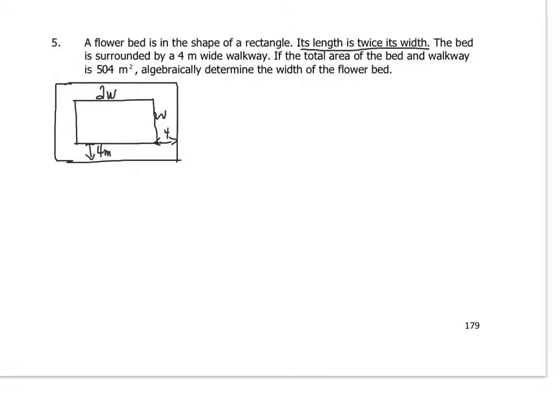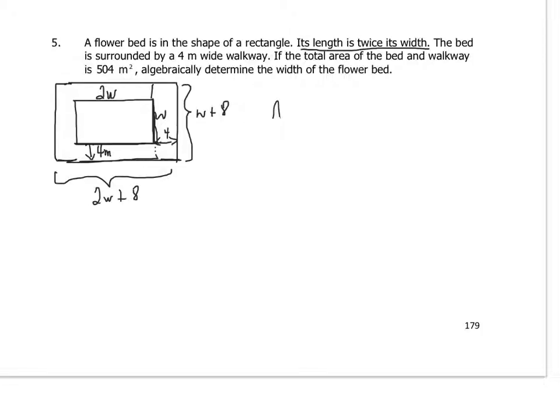So the total area of the bed and the walkway is 504 meters squared. So if you're talking about the total area, we want the outside dimensions of that rectangle. So this dimension here would be W as far as here, this little bit, but then you got a 4 added on this end and a 4 added on that end. So it'll be W plus 2 4s or 8. And this one here, from here to here would be the 2W, but then you got a 4 on this end and a 4 on that end. So it'll be 2W plus 8.